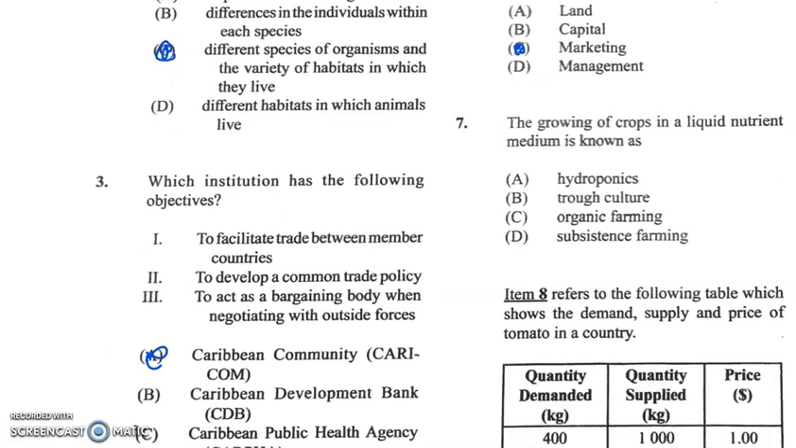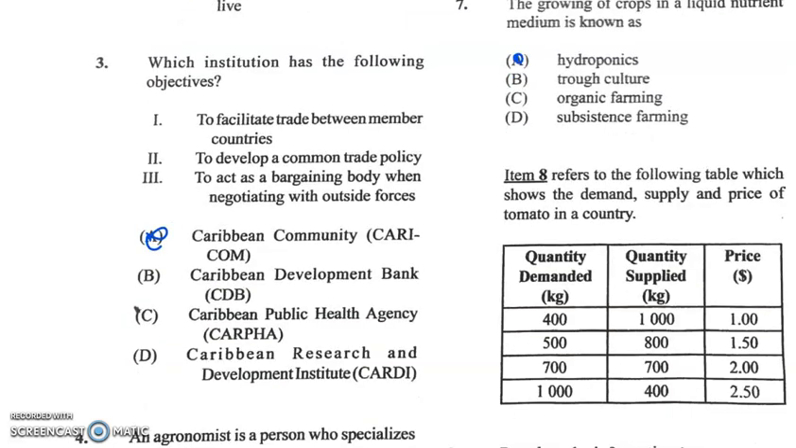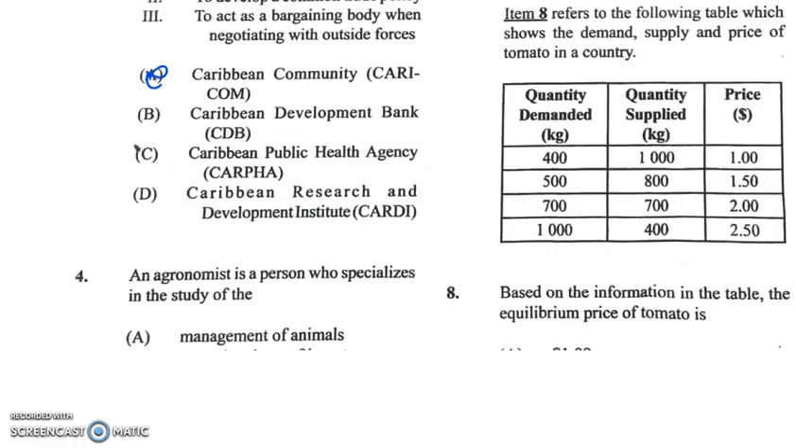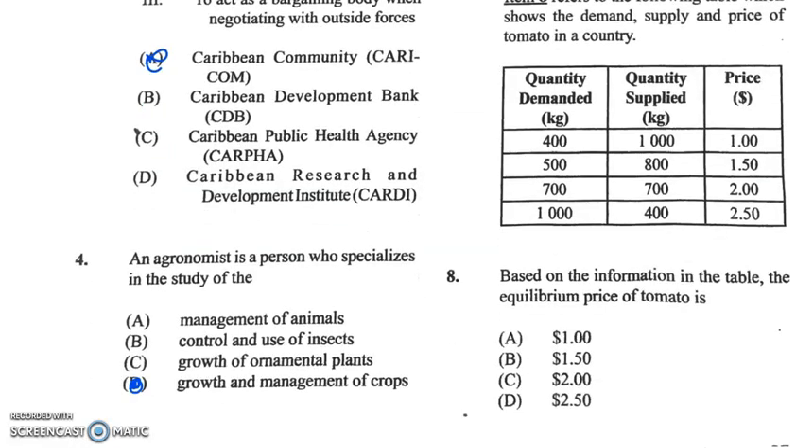Question 7. The growing of crops in a liquid nutrient medium is known as, let me hear your answer, hydroponics. You are correct. A. Item 8 refers to the following table, which shows the demand, supply, and price of tomato in a country. Based on the information in the table, the equilibrium price of tomato is $2. C.